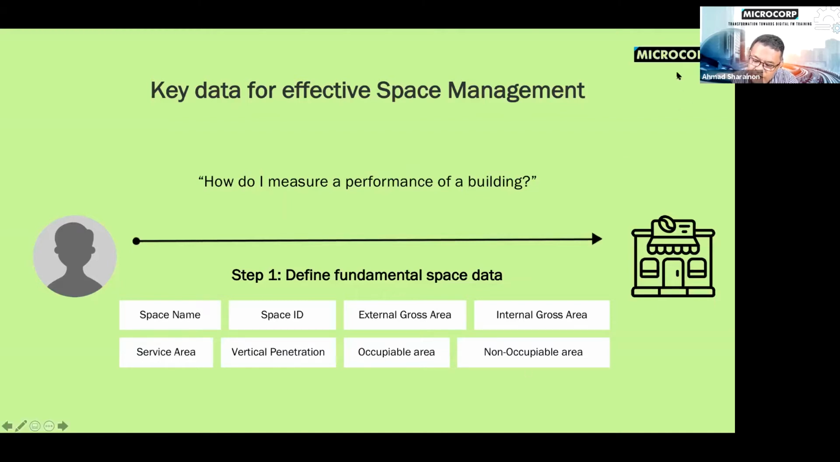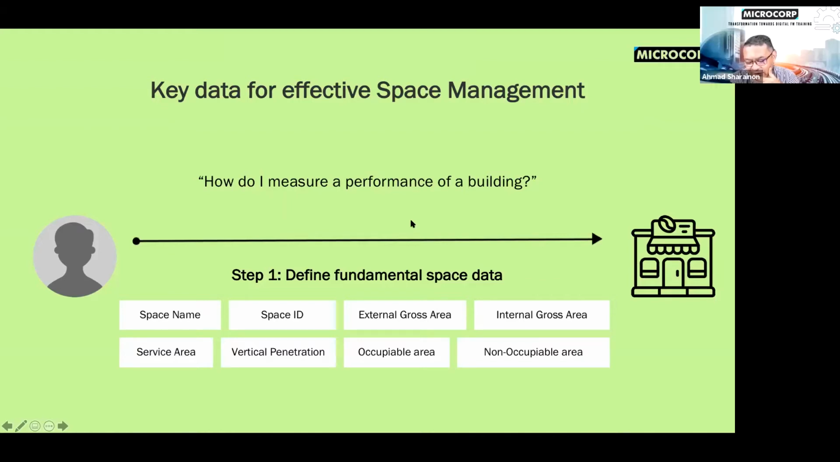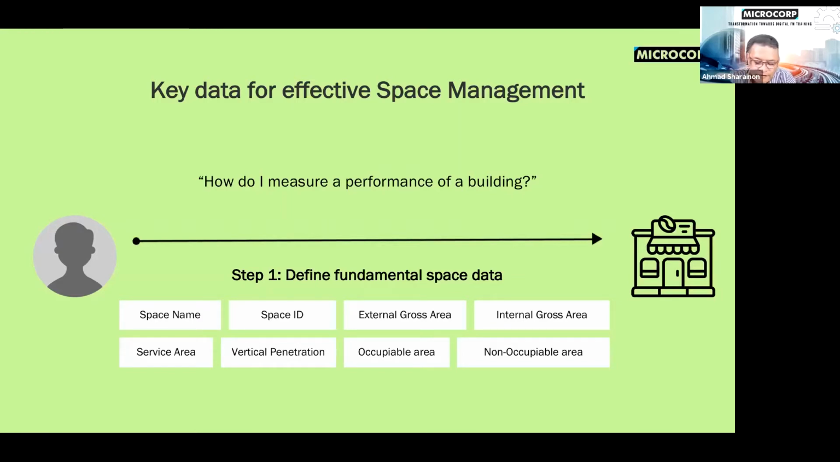Let me check who is the expert in space management in this group. Maybe I can ask Mr. Hazli, what do you think? Can a meeting room be assigned as an occupiable area? Can. You can put people there, and they can do their daily routine in this meeting room. So it means the space data is up to us to define. Whether you declare an area occupiable or not is up to us. That's why they call it define fundamental space data. You define which area is vertical penetration, which is occupiable, and which is non-occupiable.